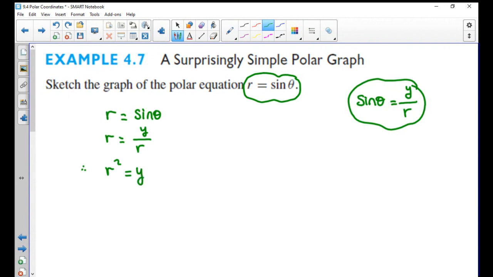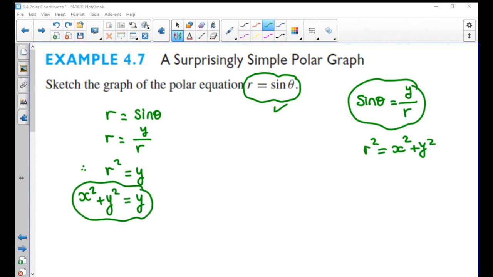Now, what is r squared? x squared plus y squared. So basically now I've changed my equation in polar coordinates into an equation in rectangular coordinates. And this equation, I can graph it. I can handle this. Let's take y to the other side.